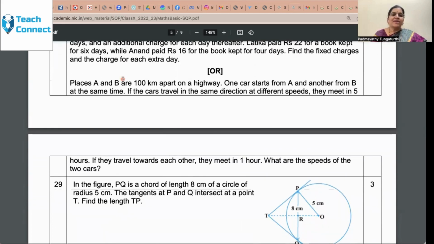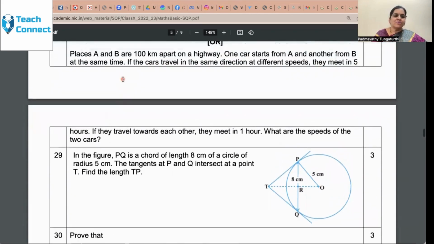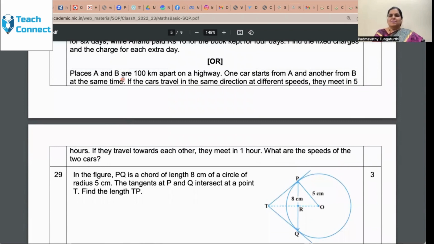A and B are 100 kilometers apart on a highway. Let them draw 10 centimeters as the distance to scale. Write down 100 kilometers. One car starts from A and the other from B at the same time. The cars travel in the same direction at different speeds. They meet in 5 hours. For each hour, what is the speed they travel at? They meet in 1 hour. What are the speeds of the 2 cars? If they are meeting in 1 hour, what is happening? What are the speeds of the 2 cars?